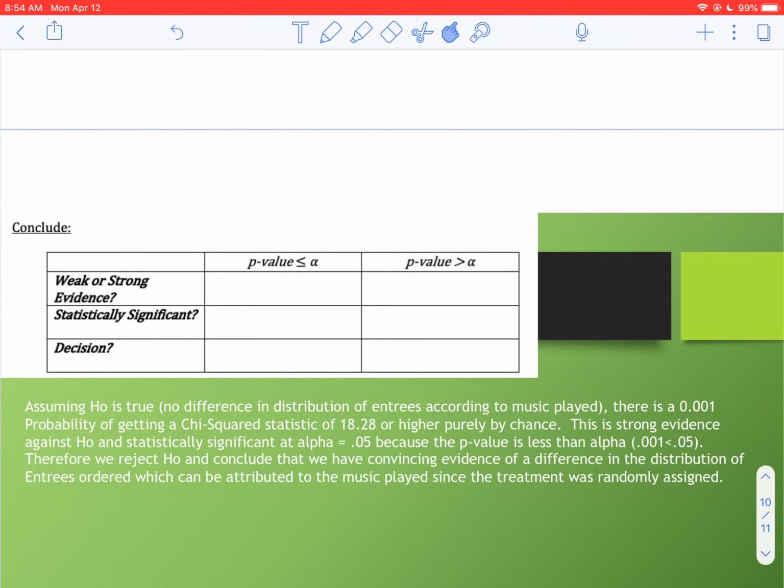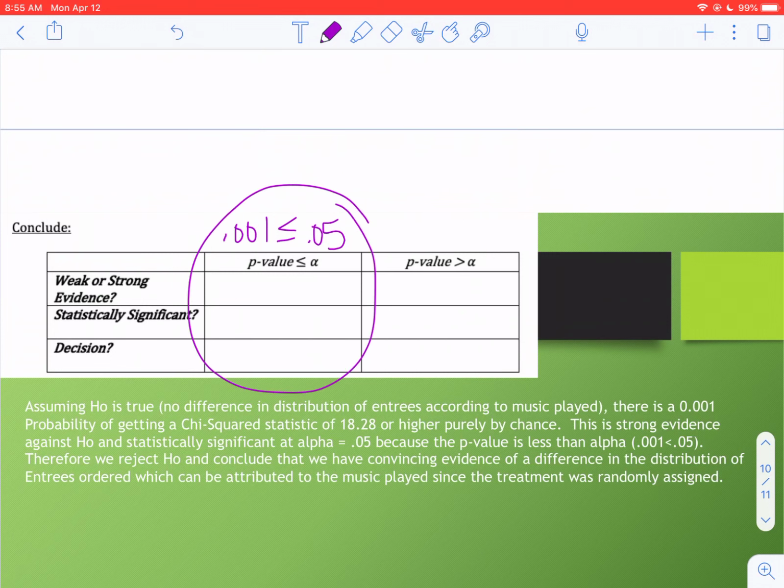Okay, so we have a p-value of 0.001, which is definitely less than our alpha of 0.05. So we're in this category. So that is strong evidence, and it is statistically significant, and we will reject H naught.